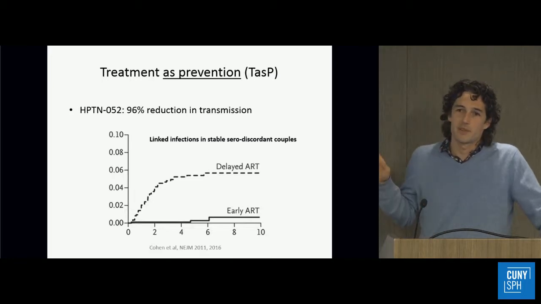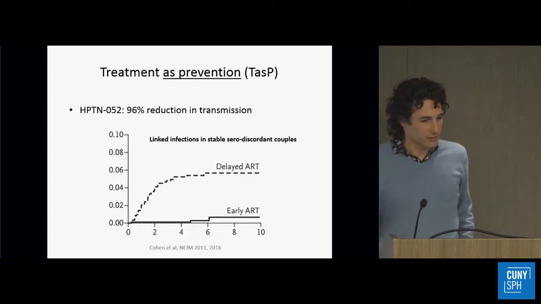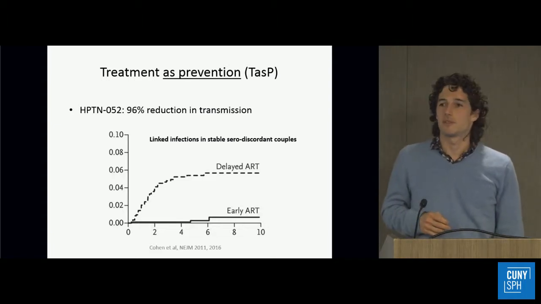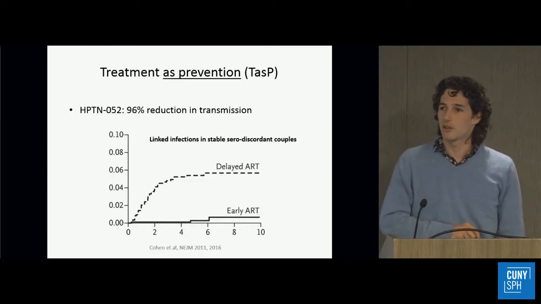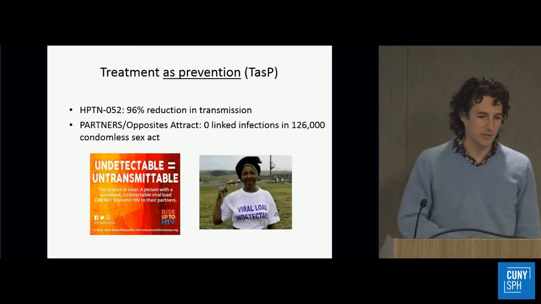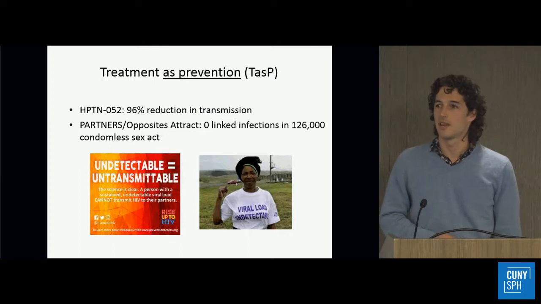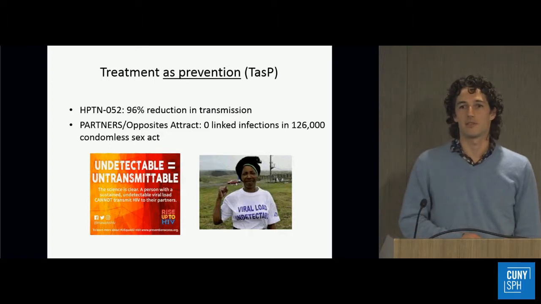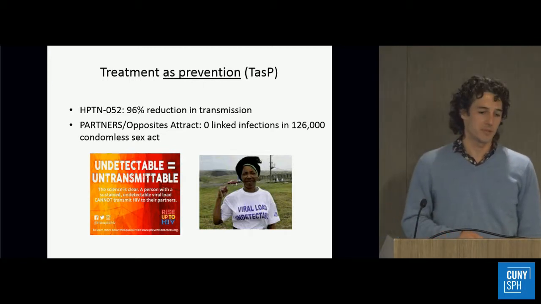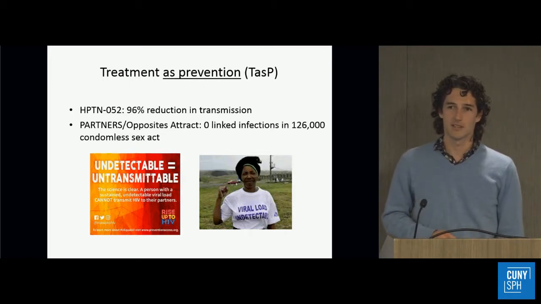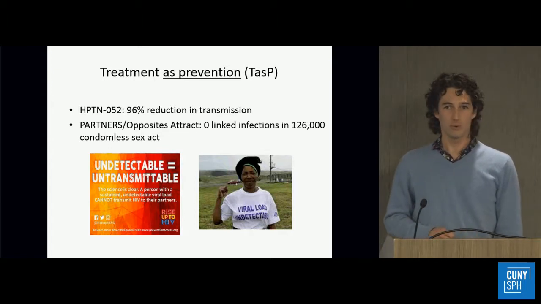Those were the direct health benefits. But increasingly, and since 2011, definitively, there's been a recognition that treatment is not just therapeutic, but it's also prevention. And so the HBTN-052 trial found a 96% reduction in transmission. Partners 1, Partners 2, and Opposites Attract cohorts have now found 0 linked HIV infections in 126,000 condomless sex acts in serodiscordant couples. So the answer to whether you can transmit if you're virally suppressed is no.